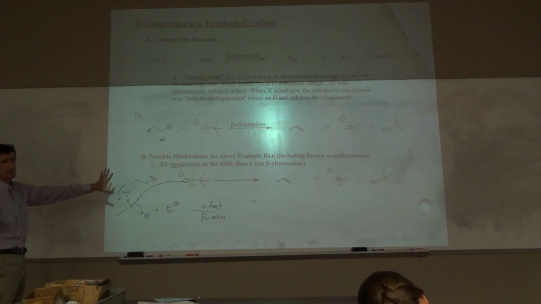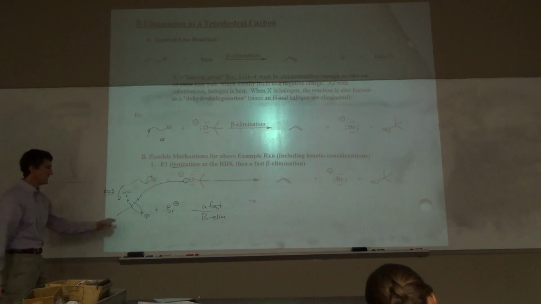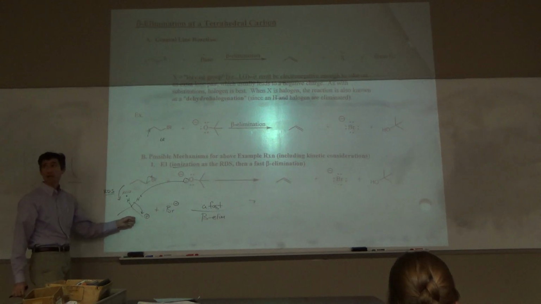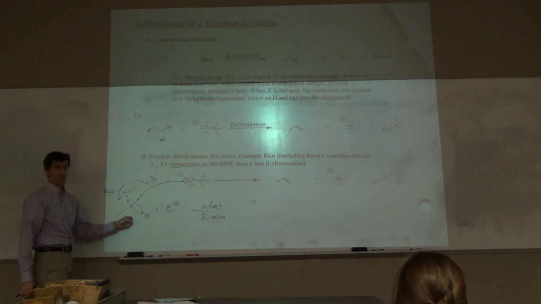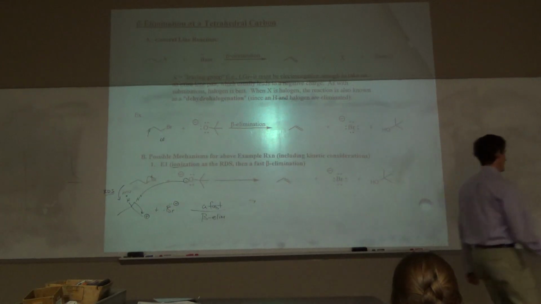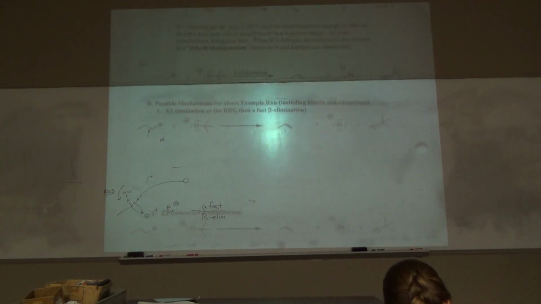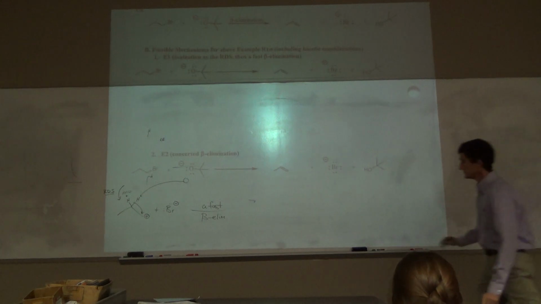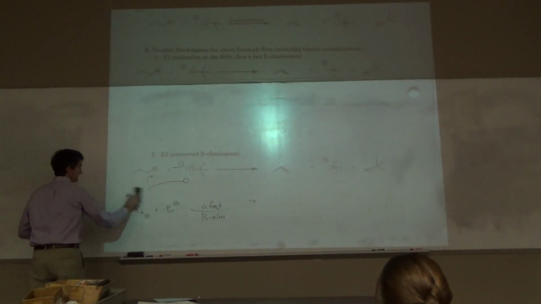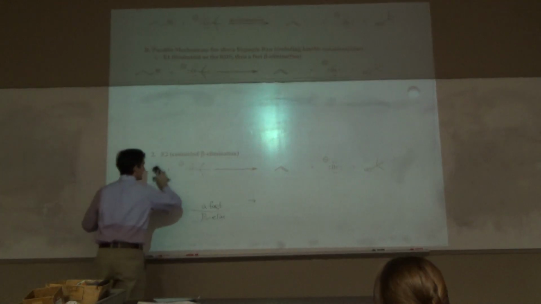Okay, this is one mechanism. But this ain't the mechanism. Why? For this reaction, it ain't the mechanism, because we don't like primary cations. No, bad. But this is E1. Let's try another mechanism. Let's try E2. Now E2, they're both involved in the rate determining step.